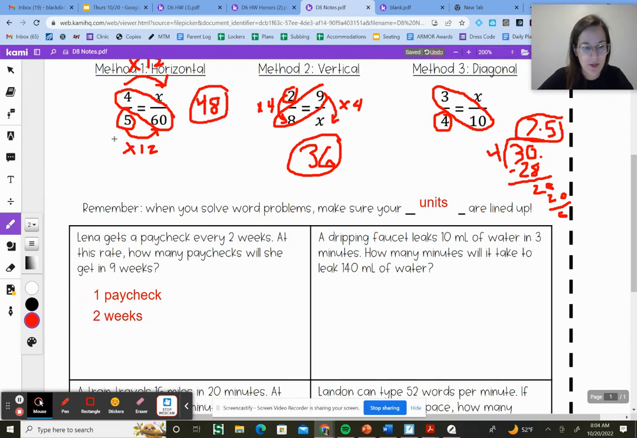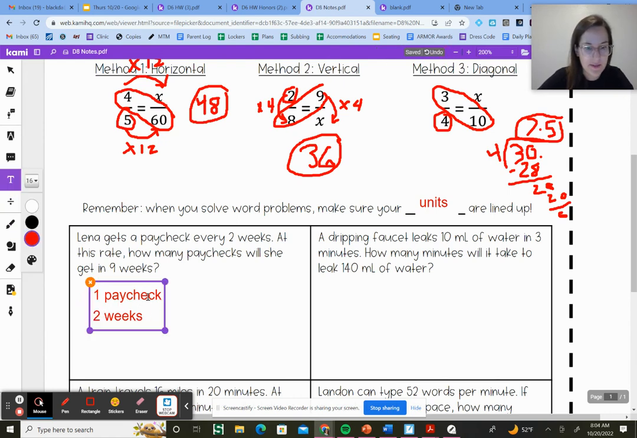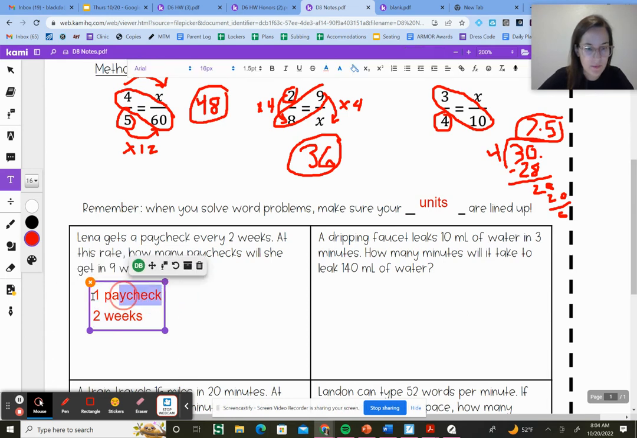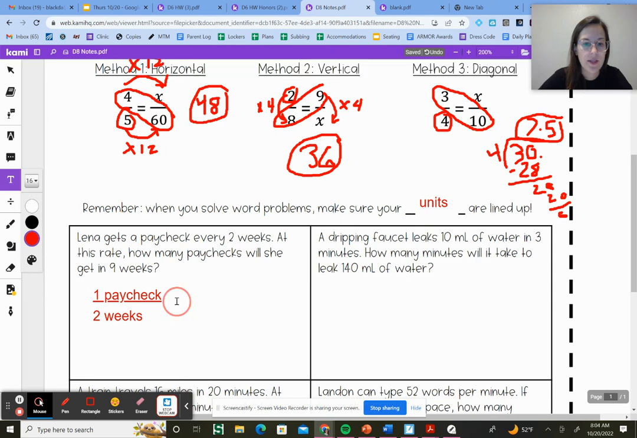Yeah, it's not going to let me draw a line in the middle. Maybe I can just underline this. Pretend like this is a ratio with a fraction. Underline. There we go. One paycheck in 2 weeks. And then we could put an equal sign in the middle.